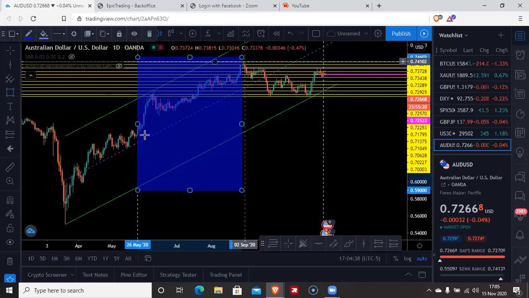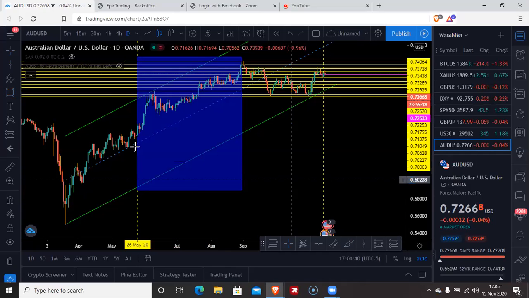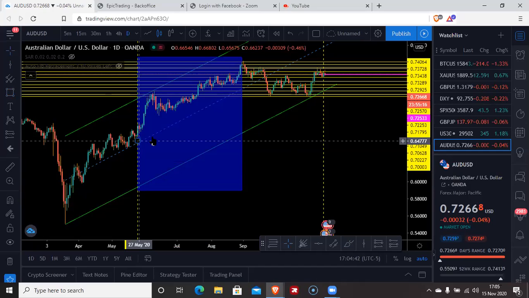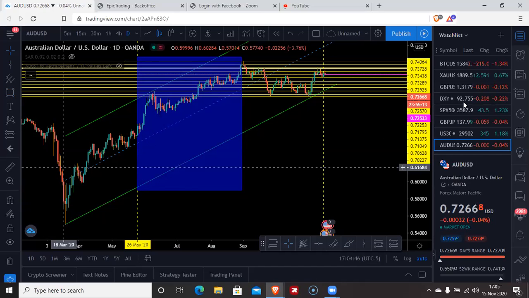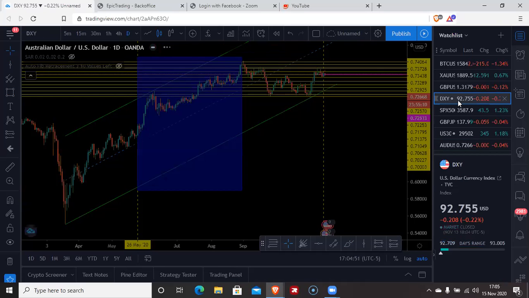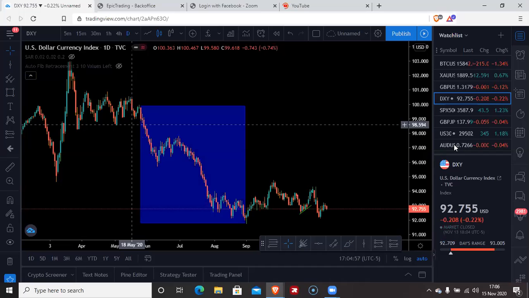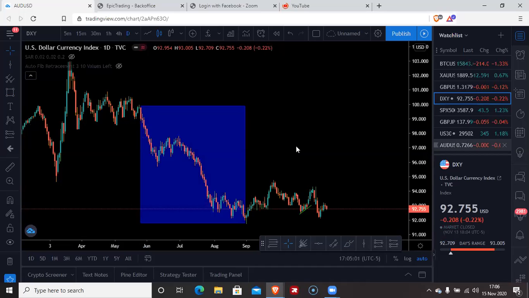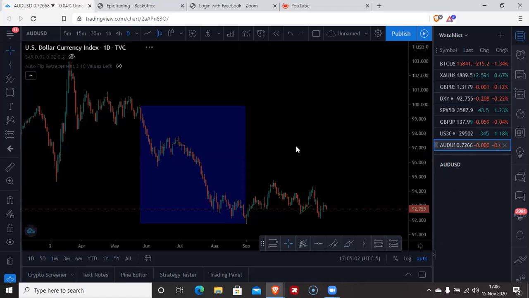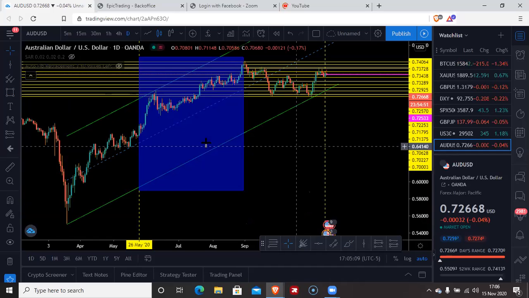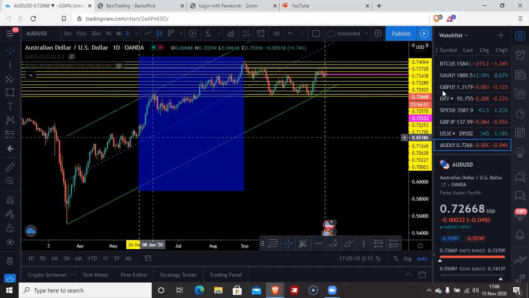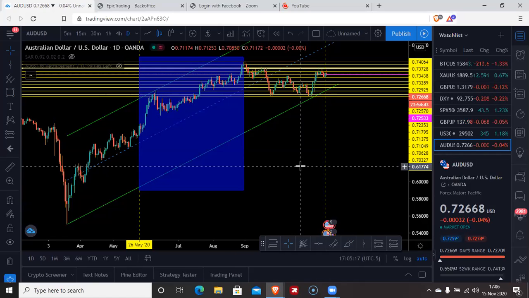All right, so look, from May 26th to August 31st, you see on the right here on the DXY, straight sells, but you go to AUD/USD, that's the Australian dollar versus the US dollar, you see it's straight buys at that point. So you can always use the DXY as extra confirmation when you're trading any US dollar pair.